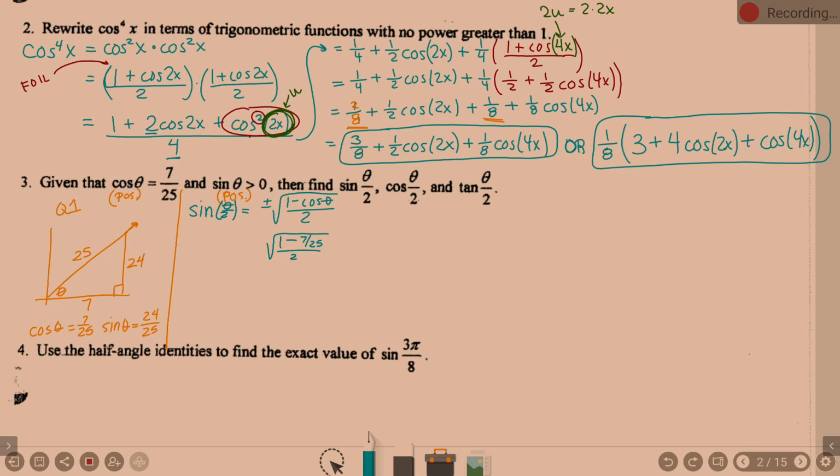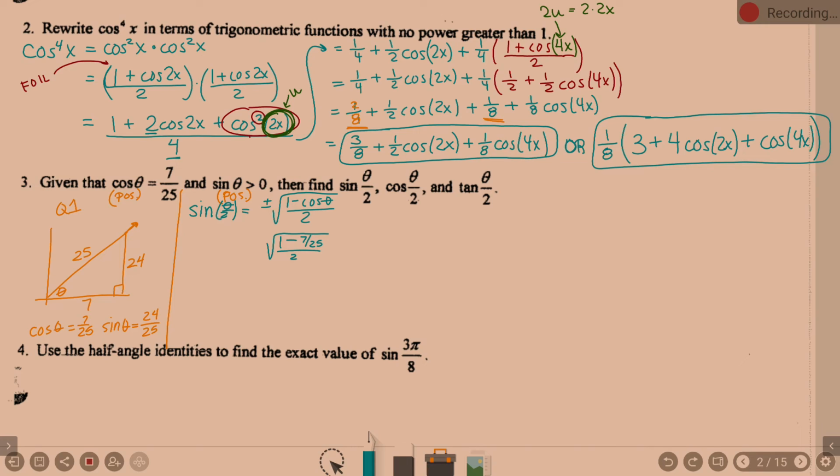At some point, it could be now, it could be later, but at some point you have to make the decision: is it plus or is it minus? Plus. And why is this going to be plus? Because we're in quadrant 1. Okay, we're working in quadrant 1. That's always something you have to decide.